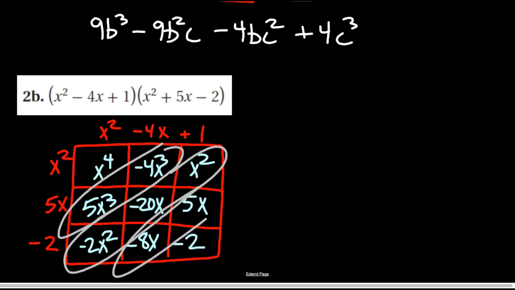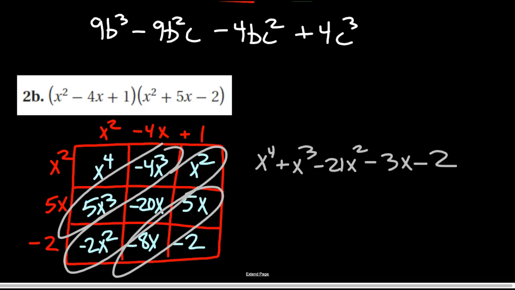So now all my like terms line up like that, so I can write this in standard form pretty easily. This is going to be x to the 4th plus x cubed minus 20x squared. No, wait a minute. Minus 21x squared minus 3x minus 2. Ka-chow. Okay, so that's a trinomial times a trinomial. It's got 9 monomials that you have to find the products of and add combined like terms.